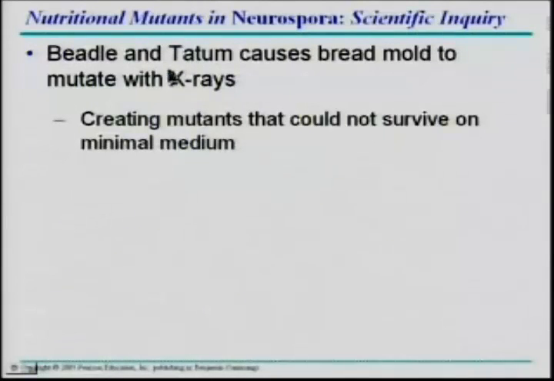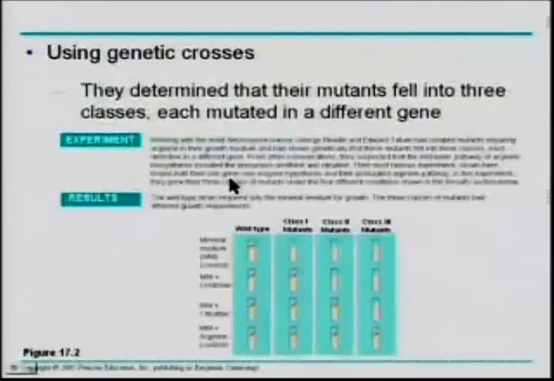So when they exposed some to X-rays, they found that there were mutants that required additional components in the media in order to survive. So using genetic crosses, they determined that their mutants fell into three classes, each mutated in a different gene, and we see that in this figure here. The question was, do individual genes specify different enzymes in arginine biosynthesis?